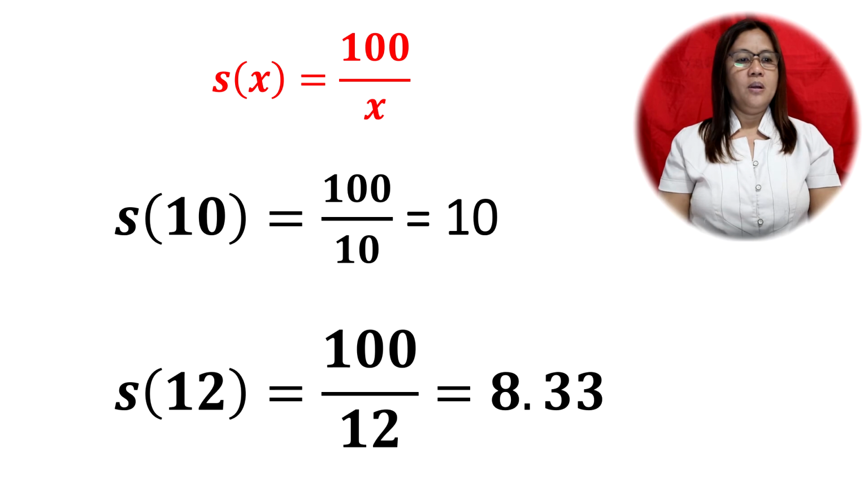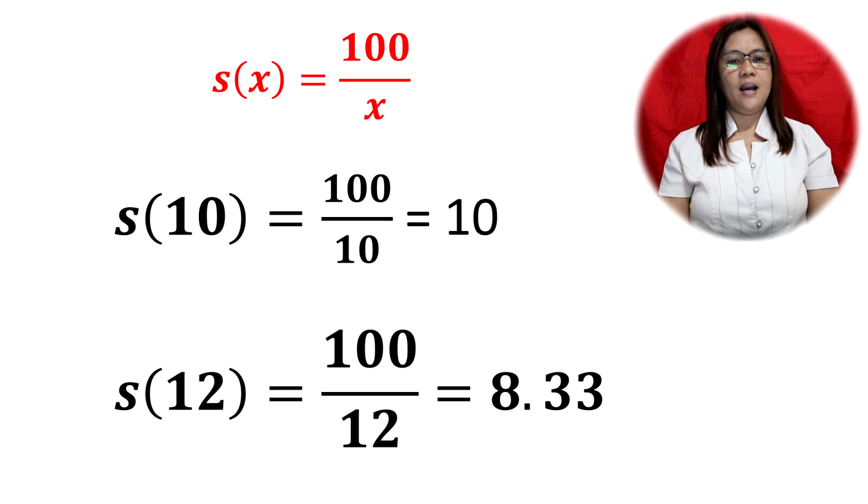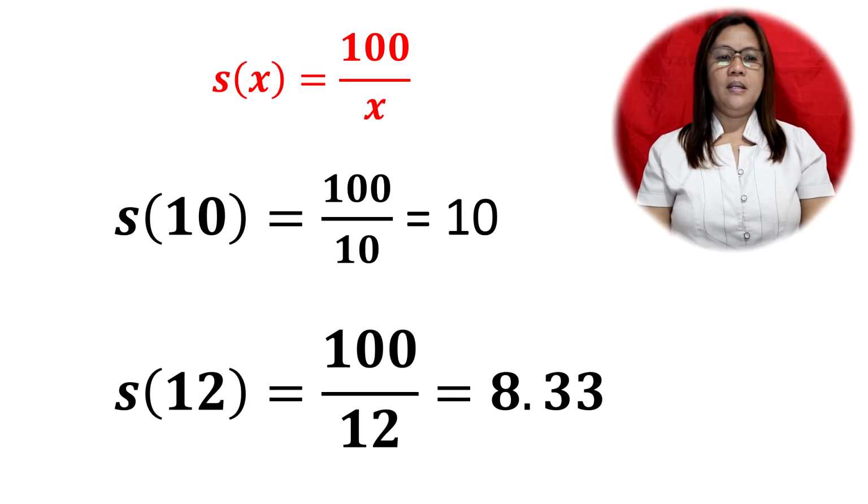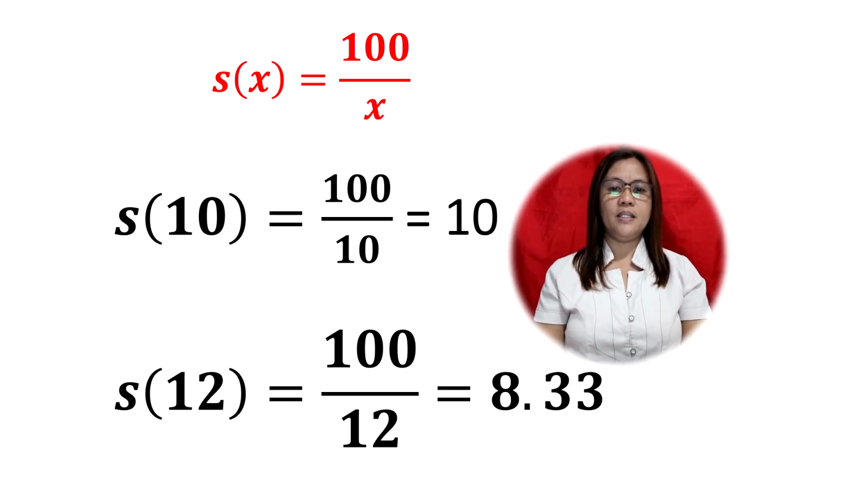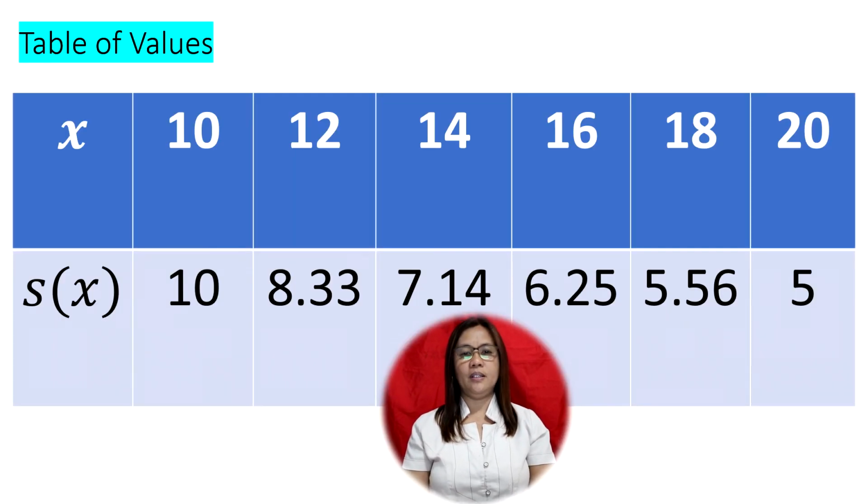If x is equal to 10, s of 10 is equal to 100 divided by 10, which is equal to 10. If x is equal to 12, s of 12 is equal to 100 divided by 12, which is equal to 8.33. If x is equal to 14, s of x is equal to 7.14. If x is equal to 16, s of x is equal to 6.25. If x is equal to 18, s of x is equal to 5.56. If x is equal to 20, s of x is equal to 5. What did you observe from the table of values? Yes, from the table, you can observe the speed decreases with time.